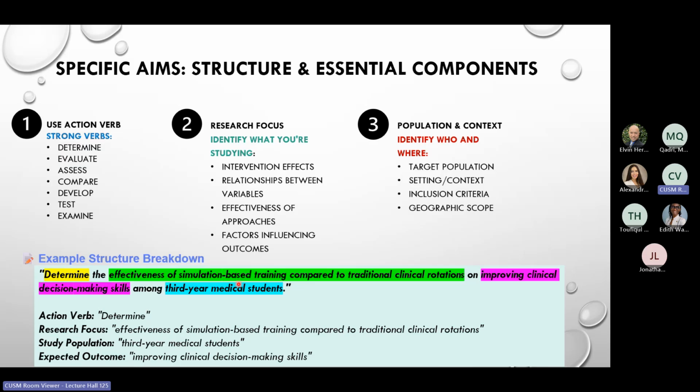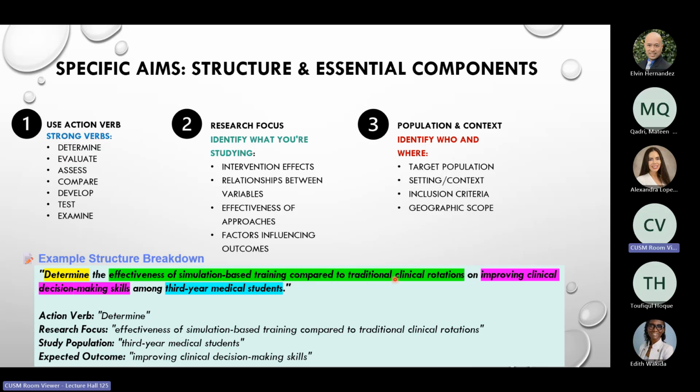Determine the effectiveness of simulation-based training compared to traditional clinical rotations on improving clinical decision-making skills among third-year medical students. Our action verb here is that we're determining something. We're trying to find a finality to measuring some type of outcome. The research focus here is the effectiveness of simulation-based training compared to a traditional model of teaching.